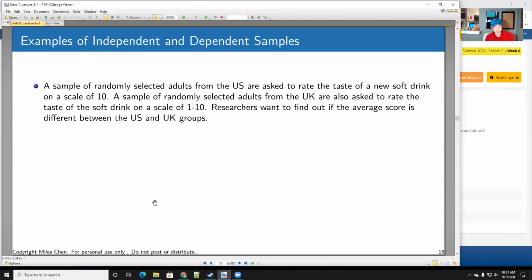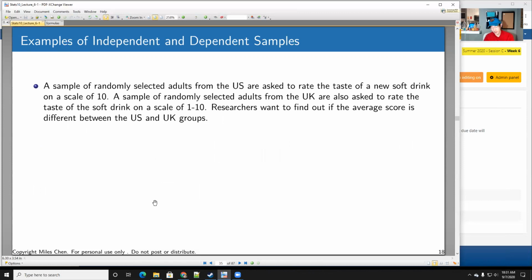So let's start off with the independent samples. Okay, so let's do some examples to distinguish between independent and dependent samples, I should say. Here's an example where it says we select a sample of randomly selected adults from the United States who are asked to rate the taste of a new soft drink.